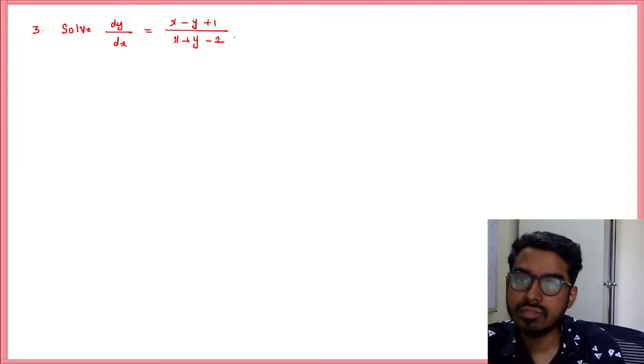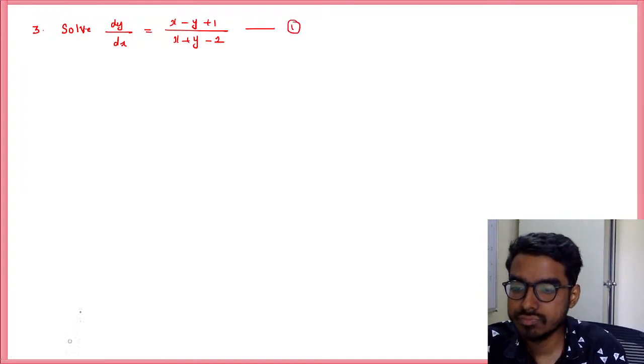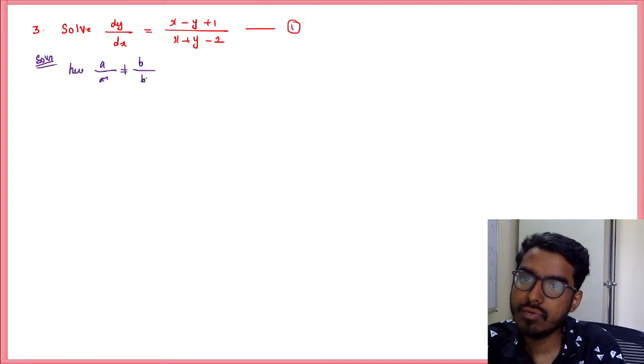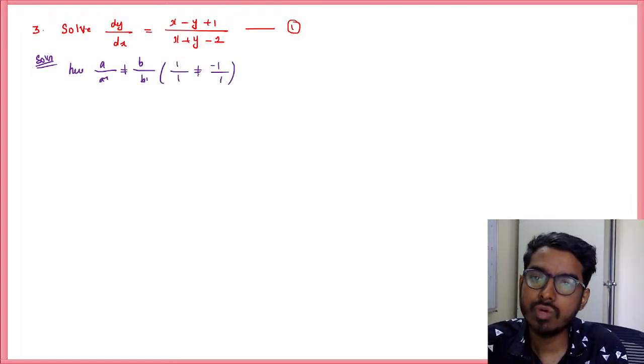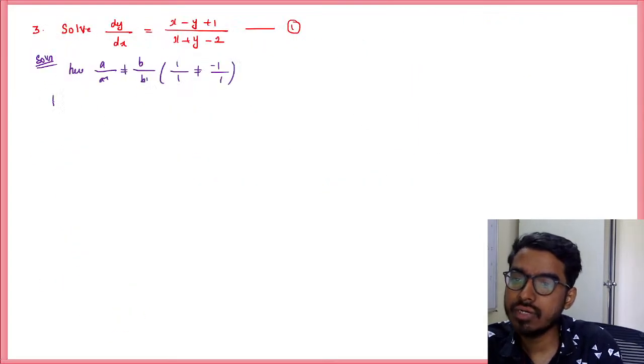Okay, so we'll solve this. Let's call this equation number 1. So here a by a dash is not equal to b by b dash, right? Because 1 by 1 is not equal to minus 1 by 1. Therefore, this comes under case 1.